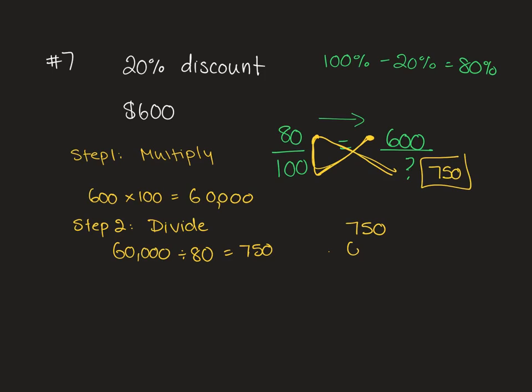She only paid $600. So how much money did she save? She saved $150. So remember, there's quite a few steps, but to follow the fish, make sure one end of the tail is at the blank and you multiply and then divide to get your answer.